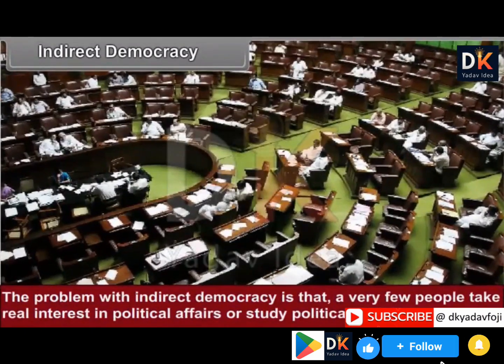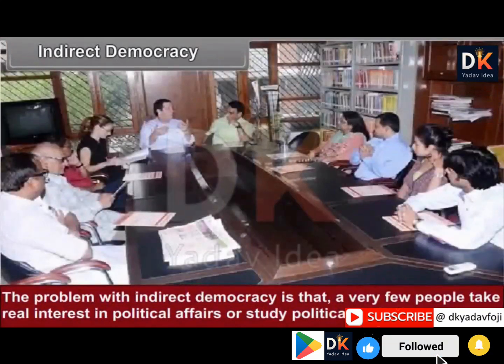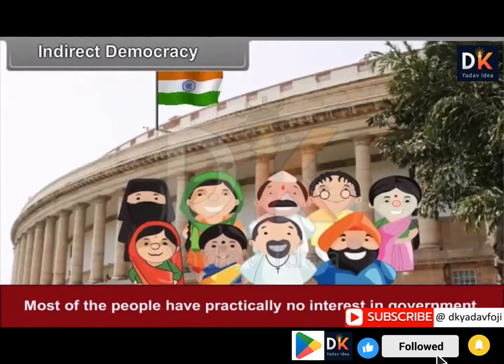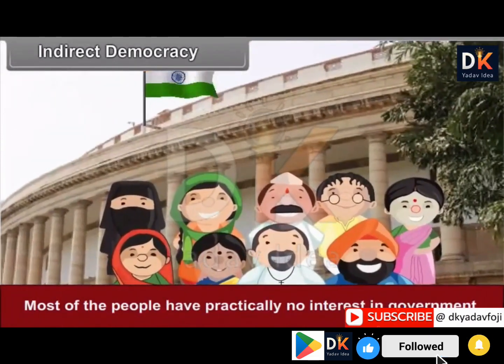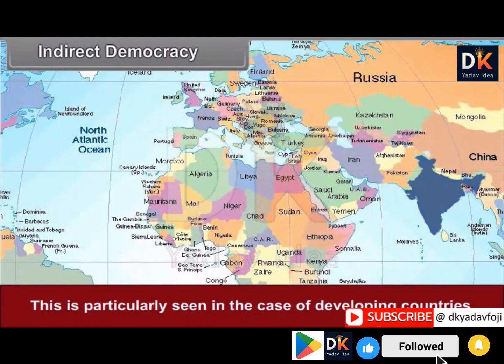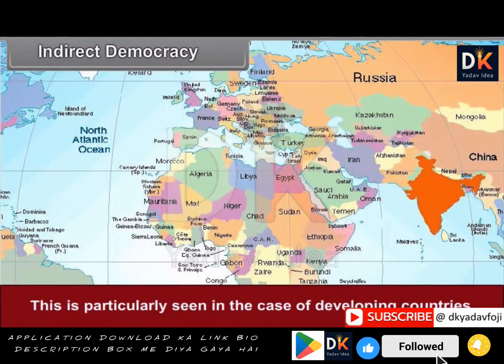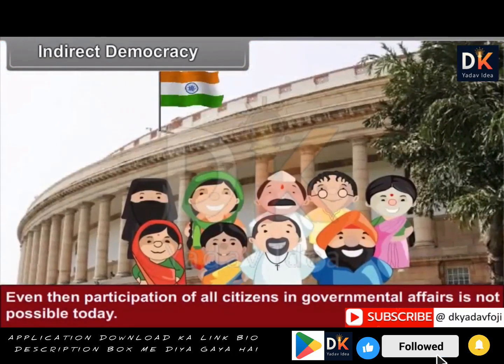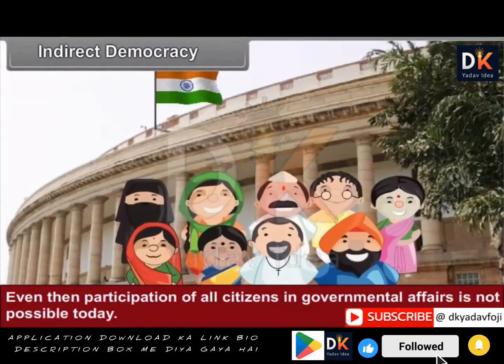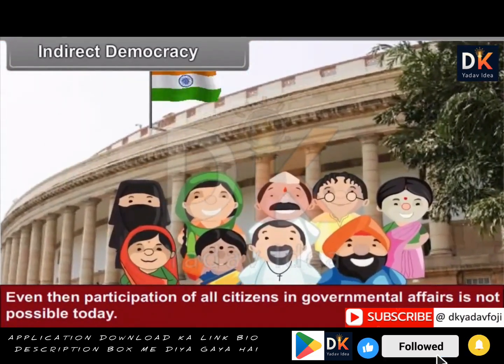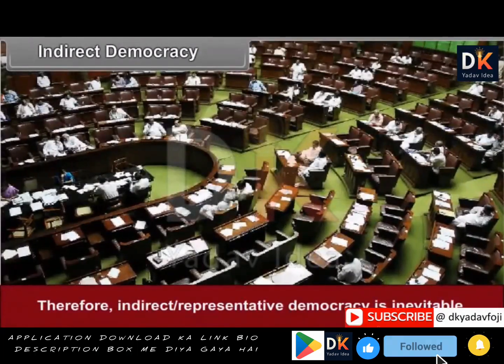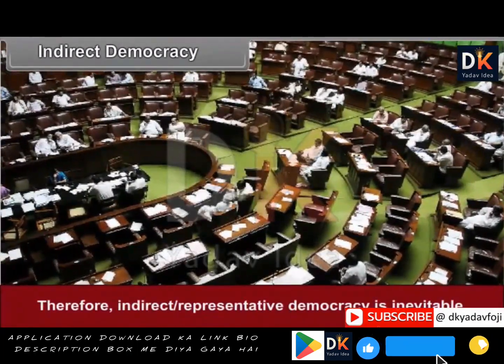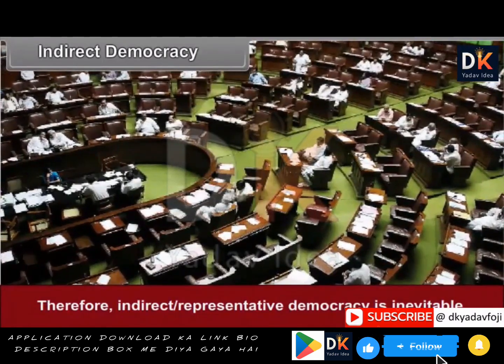The problem with indirect democracy is that very few people take real interest in political affairs or study political and other problems. Most of the people have practically no interest in government. This is particularly seen in the case of developing countries. Even then, participation of all citizens in governmental affairs is not possible today. Therefore, indirect or representative democracy is inevitable.